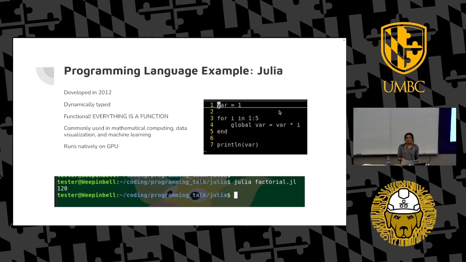But yeah, everything's a function, even the math operators. You can write the math operators as a function, and Julia will be like, yeah, this is fine. It's commonly used in mathematical computing, data visualization, and machine learning, and it also runs natively on a GPU, which is pretty cool, if I honestly say that. As many qualms as I have with Julia, I think that's pretty neat. And that's how you'd run a Julia file. It looks a lot like the Ruby file.